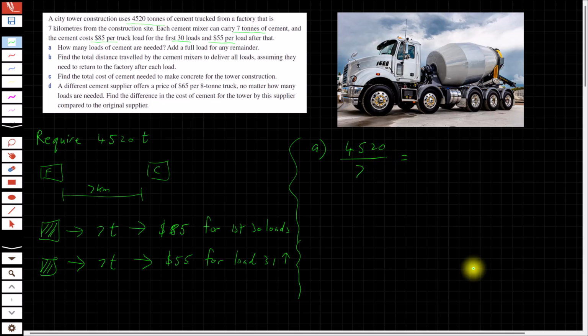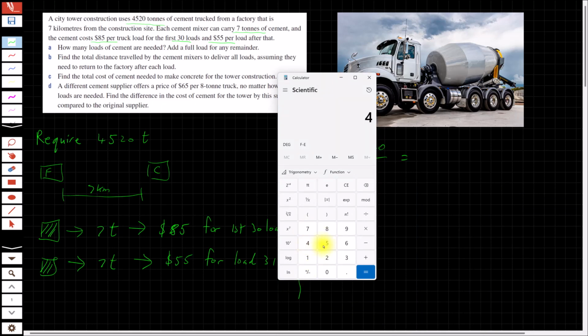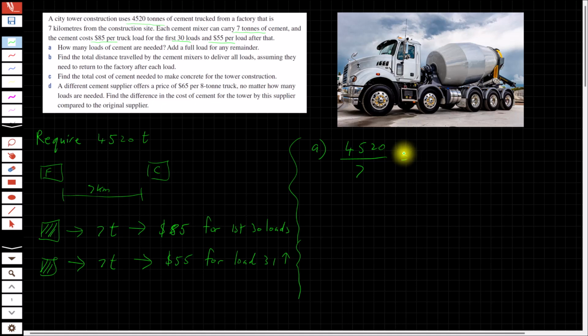Let's get our calculator out for this one. 4,520 divided by 7. So 645.7, and the decimal places keep on going. But the problem says that we add a full load for any remainder. So we need 646 loads. So approximately 646 loads. That answers part A. We'll go to part B.